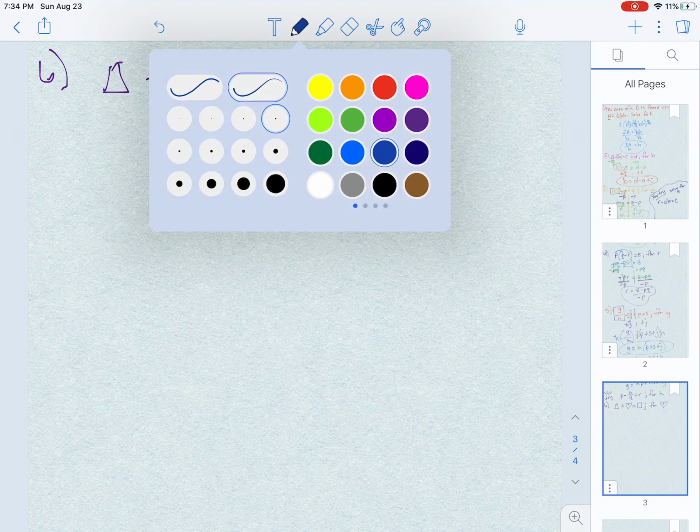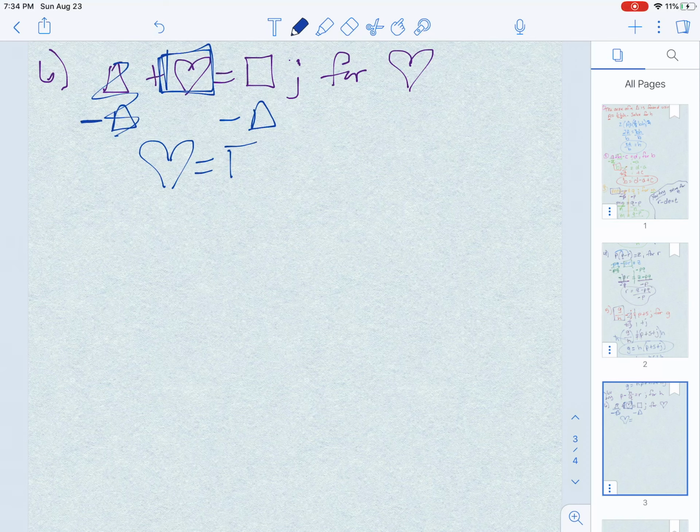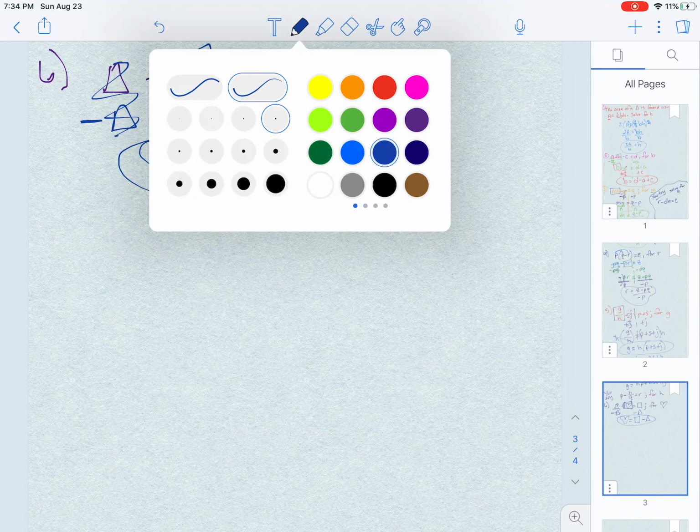Okay? But it's the same process. Exact same process as before. So we have triangle plus heart. Who do I need to get alone? I need to get the heart alone. Who else is over there with the heart? A positive triangle. The opposite of a plus triangle would be a minus triangle. So this is gone. We're left with heart equals what? These are not like terms, square and triangle, so you can't put them together. So we have square minus triangle. The heart's alone, so you're done. We're just manipulating the equation. We're just moving everything to the other side to get one dude by itself.